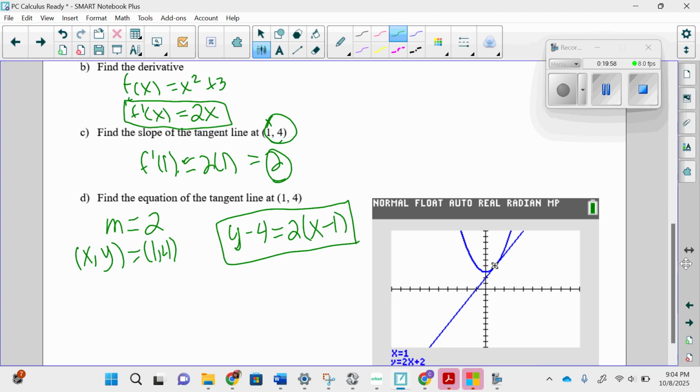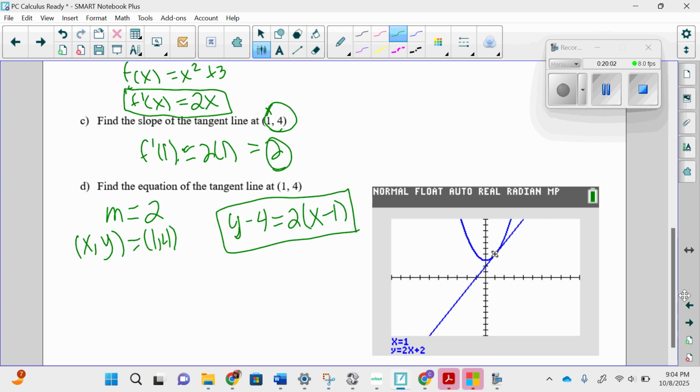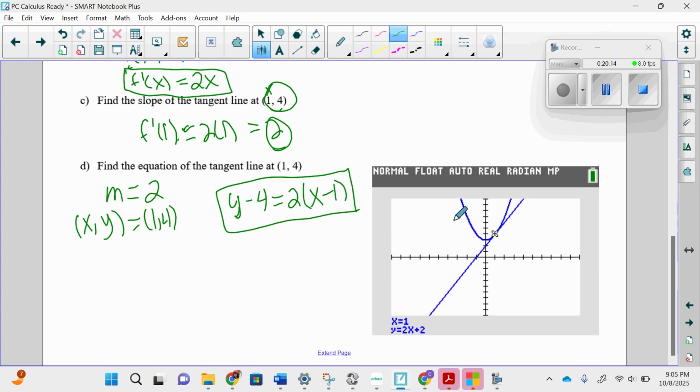And if we look graphically at that original function, x squared plus 3, and we graph this line, which if I were to put that into slope-intercept form, distribute the 2, move the 4 over, it ends up being y equals 2x plus 2, we can see that that ends up being the tangent line at that specific point.